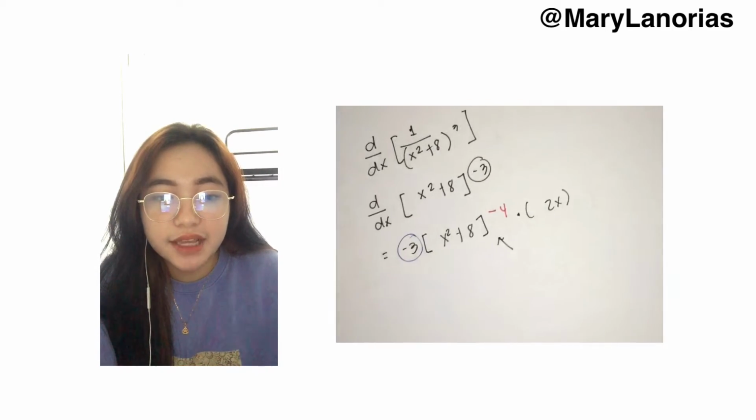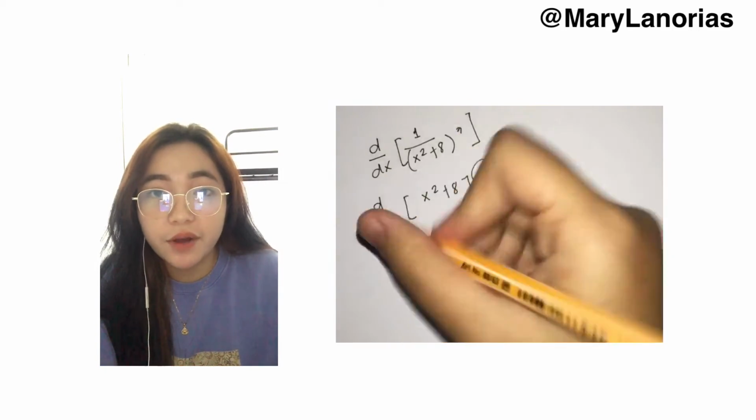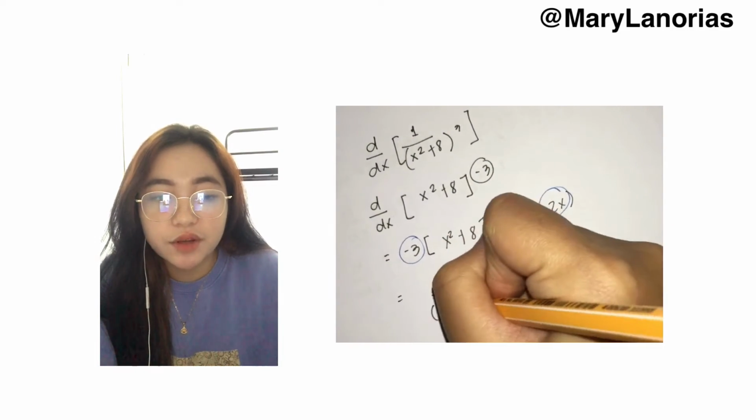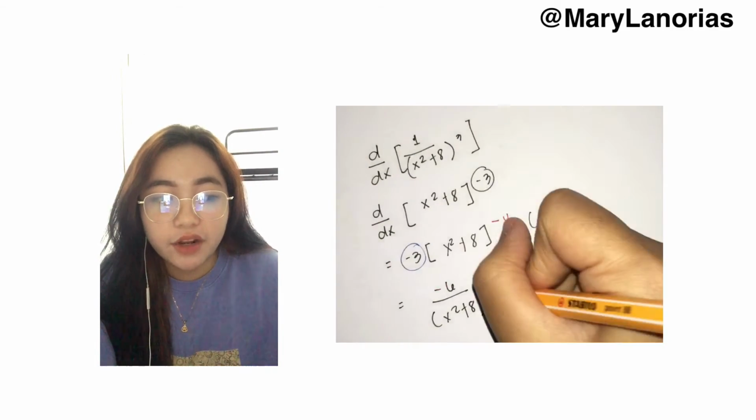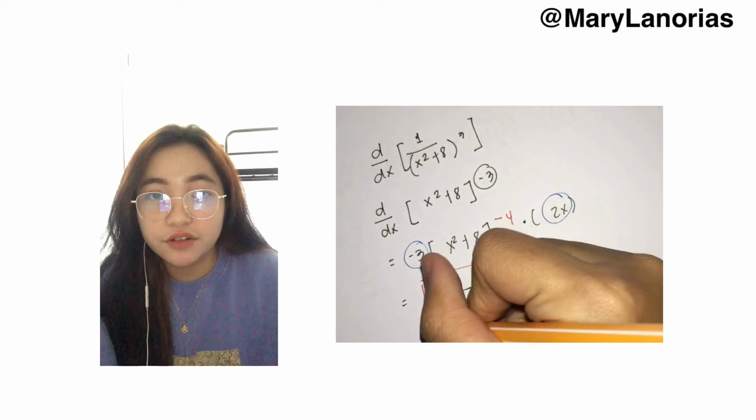Next step is let's take this term and move it to the bottom. We now have negative 3 times 2x, which equals negative 6x on top, and on the bottom, mahimo na siyang x squared plus 8 raised to the fourth power. So muna na itong final answer.